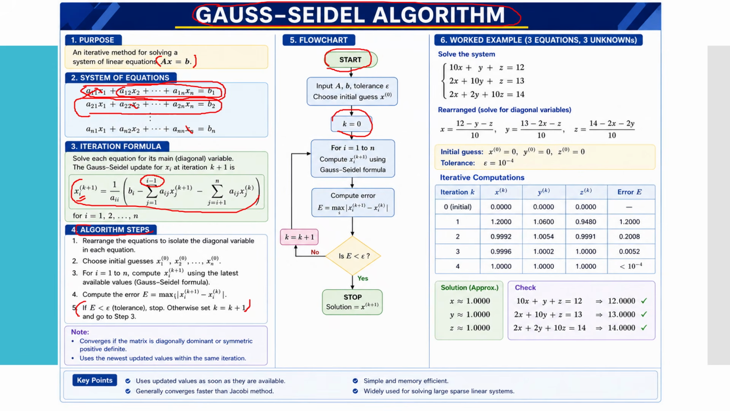For example, here we have three equations, which are linear equations. Like previously, we have x, y, z is equal to 12. So this is a diagonal coefficient. This is a diagonal coefficient. So a11 is 10, a22 is 10, a33 is 10. But we can see that if the diagonal is positive and dominant, the Gauss-Seidel can converge easily.